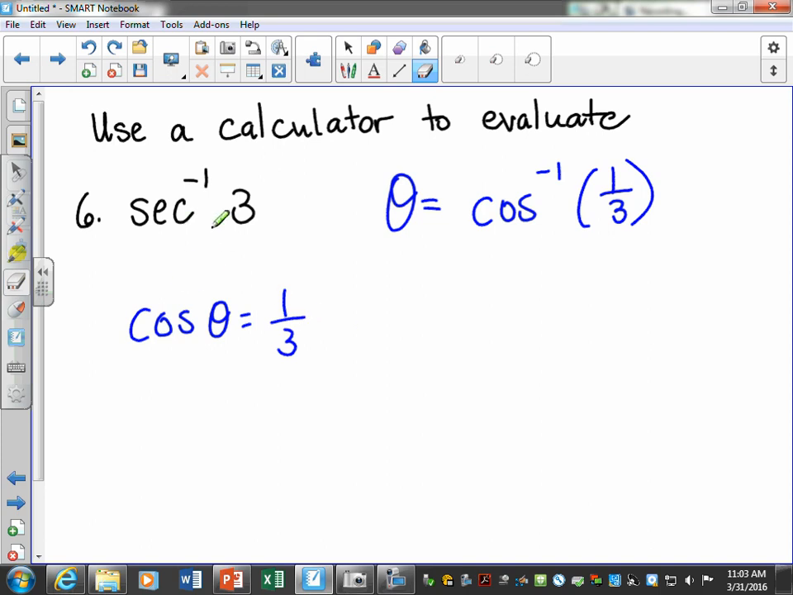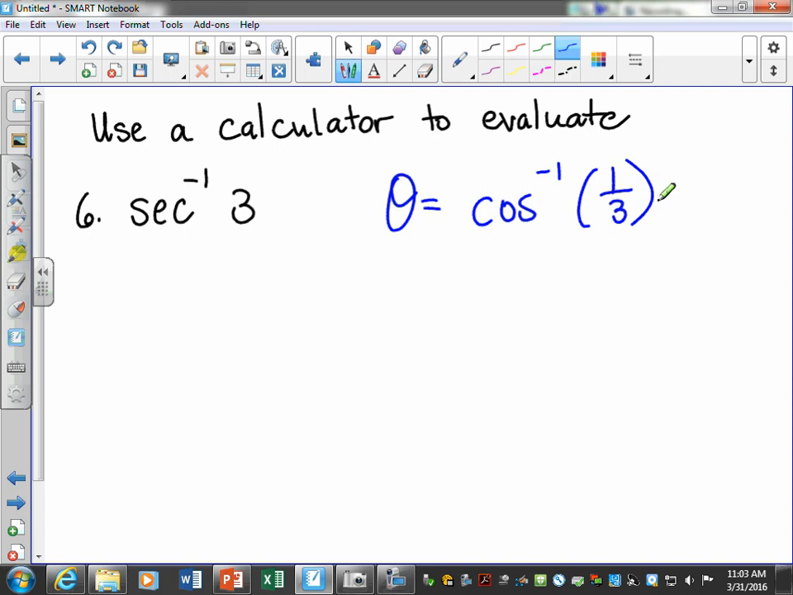So basically you just want to use this property to rewrite this as cosine inverse of the reciprocal. Now this we can put in the calculator. Make sure you do second cosine, and make sure your calculator is in radians, so it's approximately 1.23.